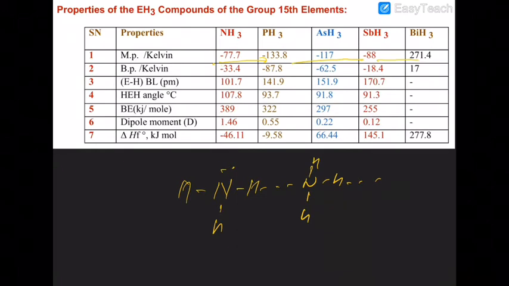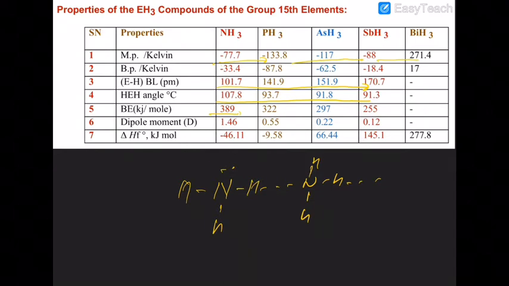Look at that here. The bond length increases as we move down the group. Bond angle decreases as we move down the group. Similarly, bond energy continuously decreases per mole. So bond length increases and bond energy decreases. Dipole moment also decreases as we move down.